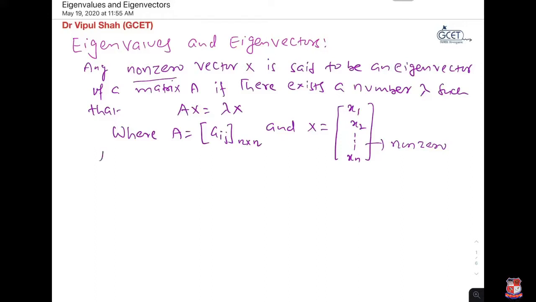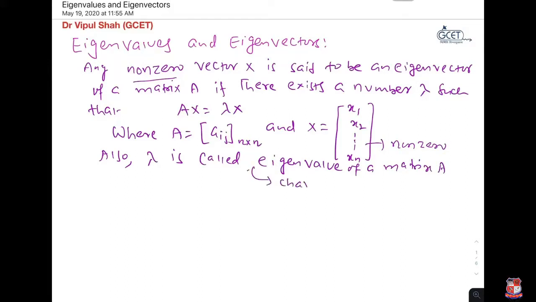Now, this lambda is called eigenvalue. Lambda is called eigenvalue of a matrix A. This is also called characteristic root.